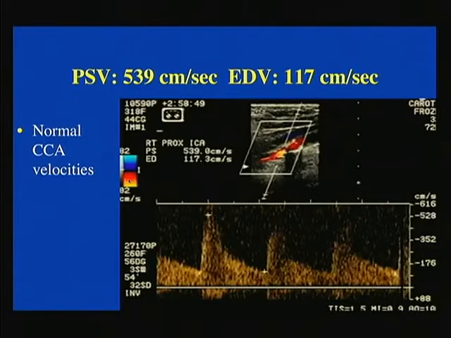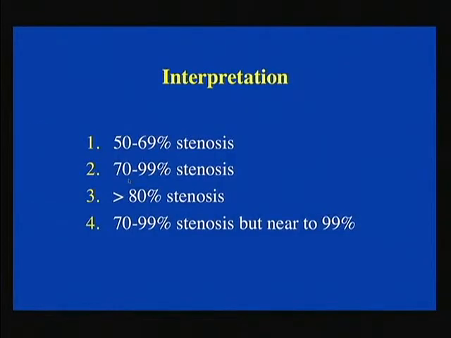Another case. So here, normal common carotid artery velocities, and here we have a peak systolic velocity of 539, so we're really up there, and then diastolic velocity of 117. So how would you interpret this? Well, since we have 539 and then diastolic velocity of 117, believe it or not, it's going to be this. Because there's actually no cut point to basically say it's closer to the end. It's very high, I know, but I can't use a number. I can't say anything, unfortunately.